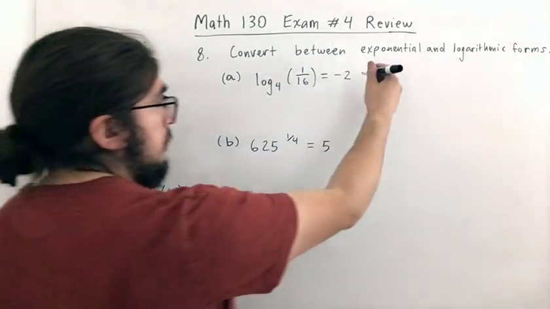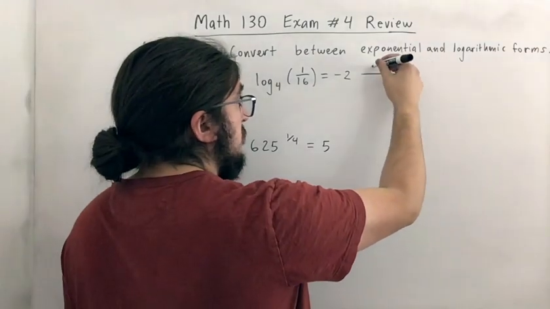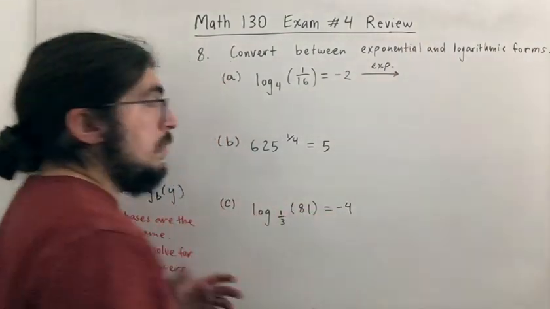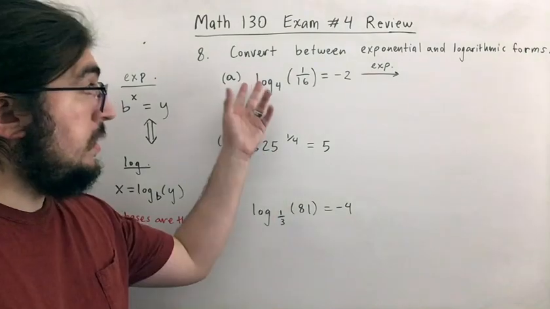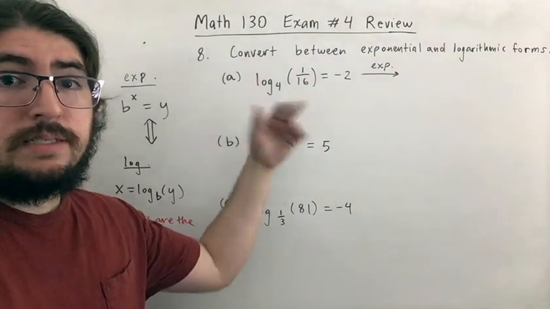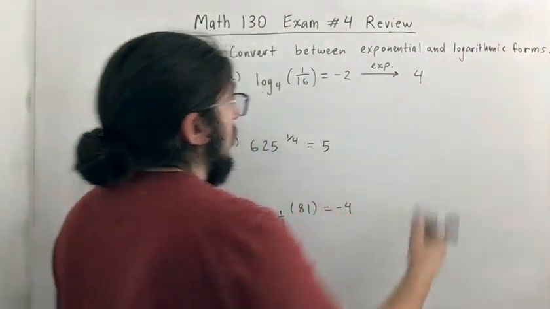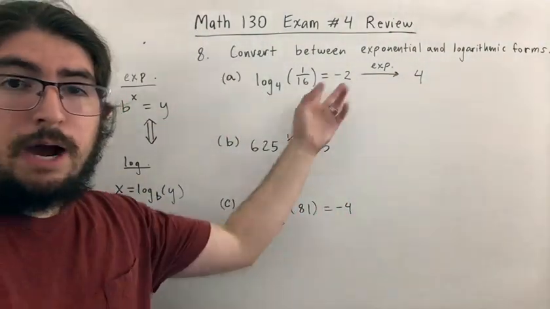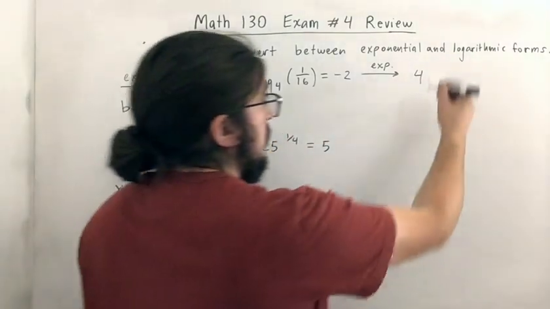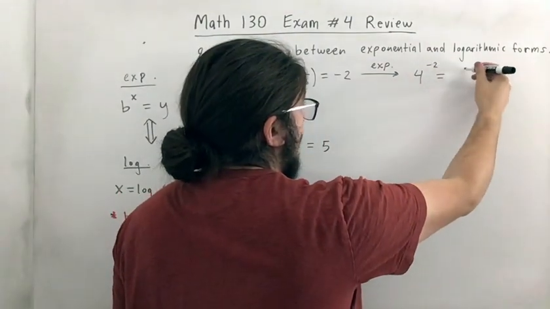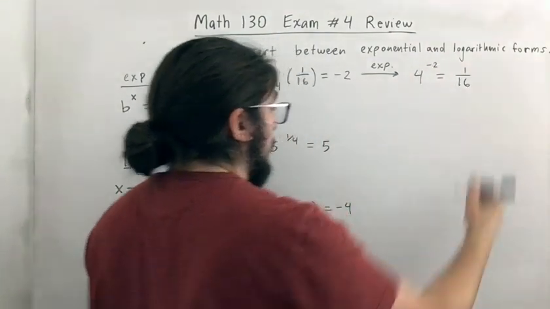So this logarithmic form, converting this to exponential form, the first question is, what is the base? Well, this is pronounced log base 4 of 1/16. So the base here is 4. Logarithms solve for powers, so the power of that base is negative 2. And it's equal to the other number I haven't touched yet, which is 1/16.